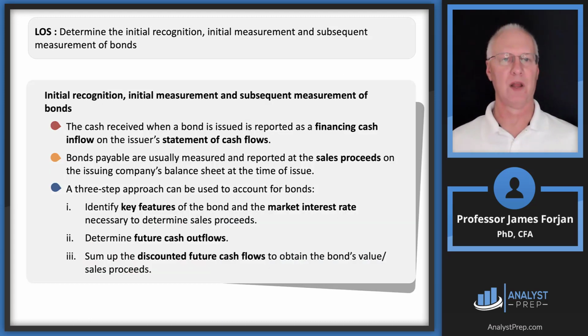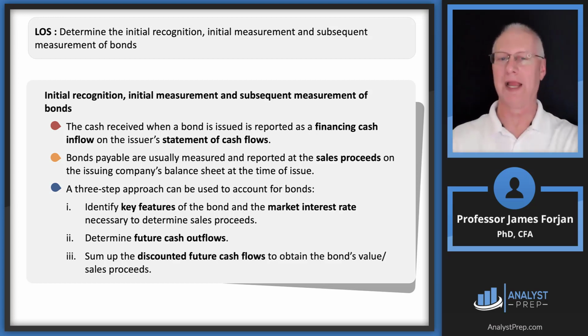All right, so how about this LOS? Initial recognition, initial measurement, and subsequent measurement of bonds. All right, so let's go ahead and take a look at this from a comprehensive financial statement viewpoint. So think about this. I'm Jim's company, right? And I issue $1 billion in bonds, and I make this explicit promise. I promise to pay interest. I promise to pay principal.